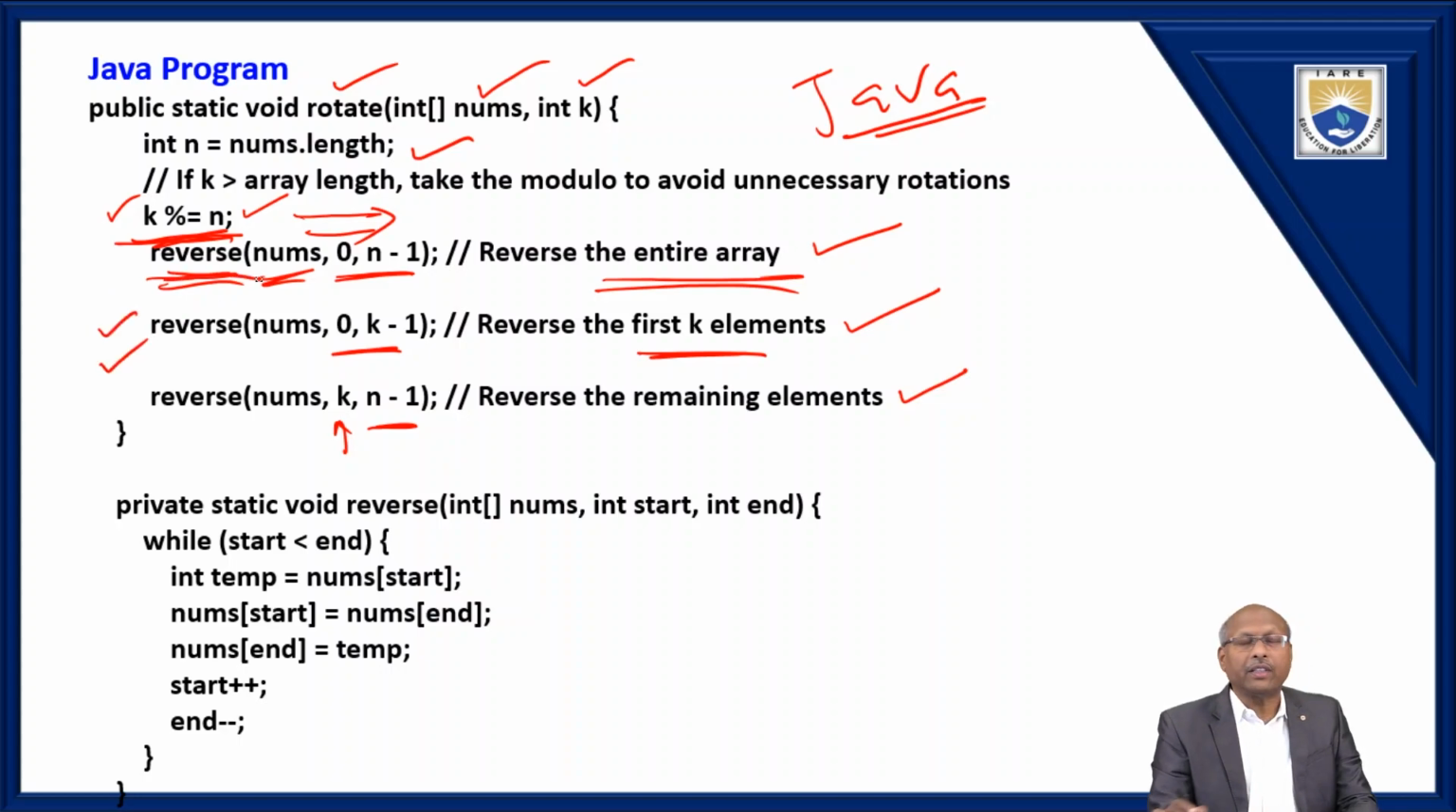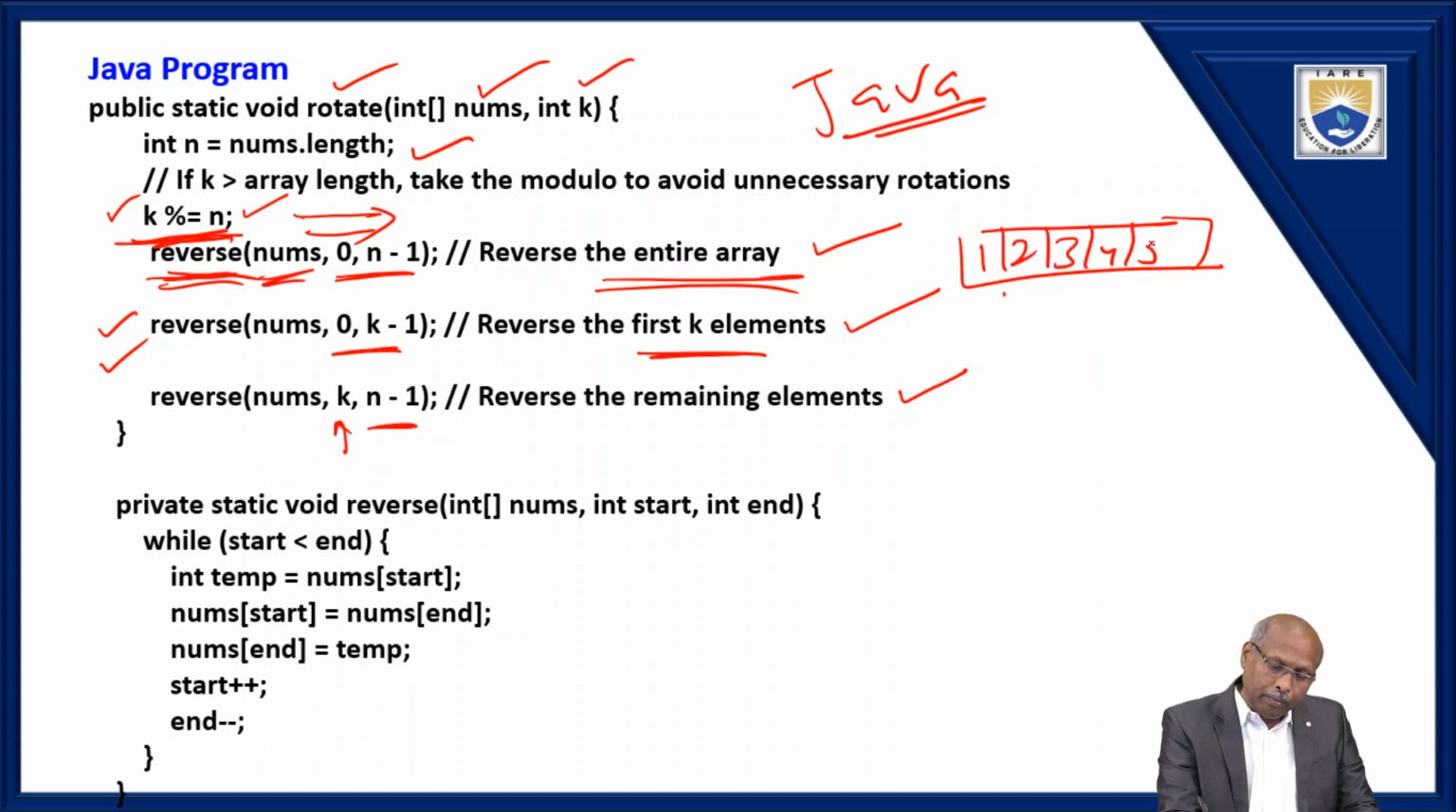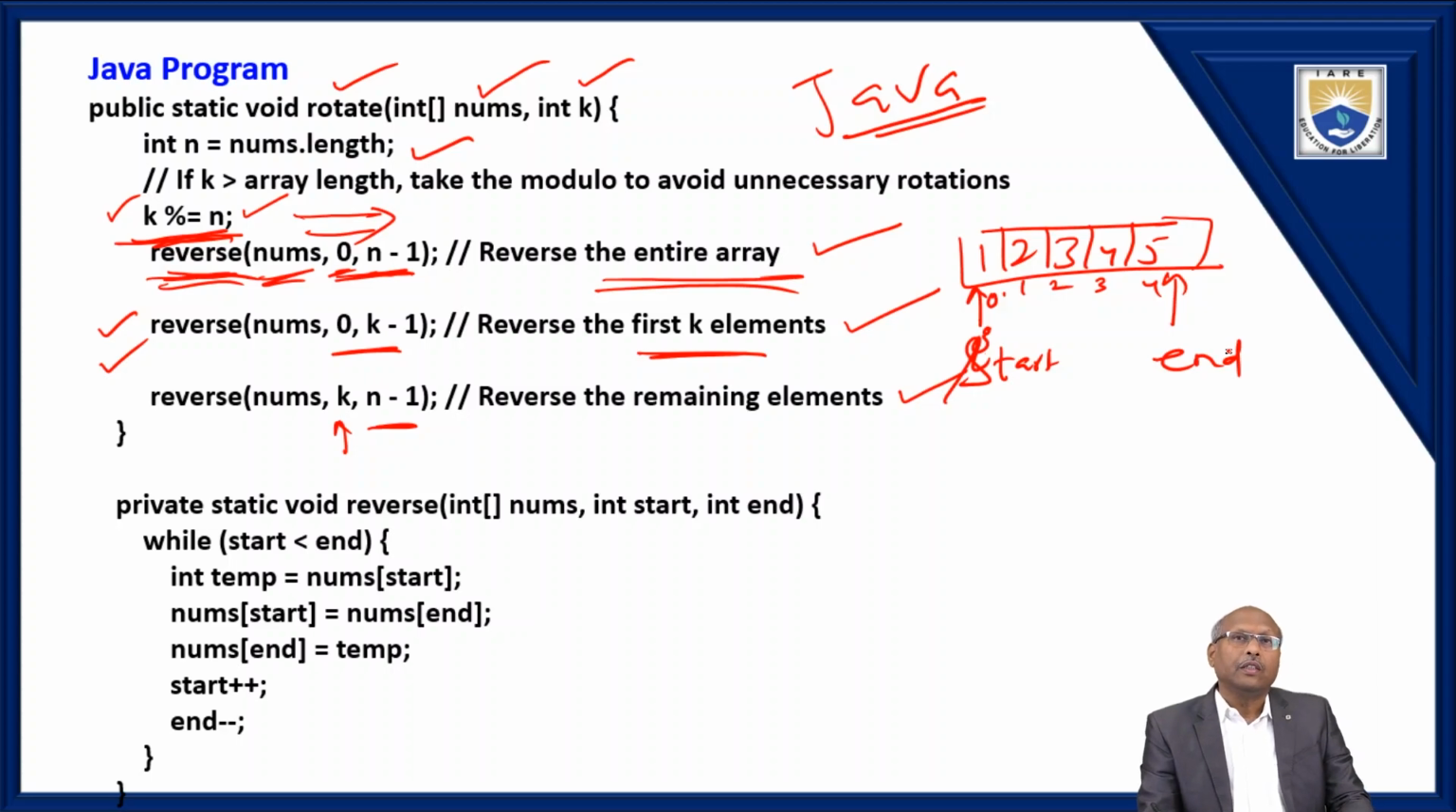Now here is the main logic of how to reverse it. For example, I am having 1, 2, 3, 4, 5. Now here I am passing reverse 0, n minus 1. n is 5, so n minus 1 means 4: 0, 1, 2, 3, 4. I am having a start position as well as an ending position. So wherever start is, and wherever end is, I will swap it.